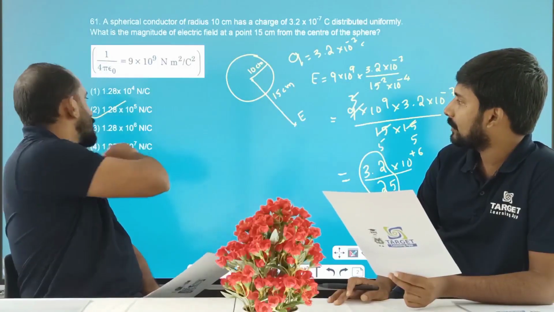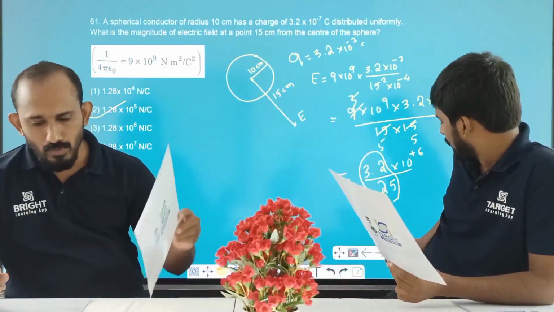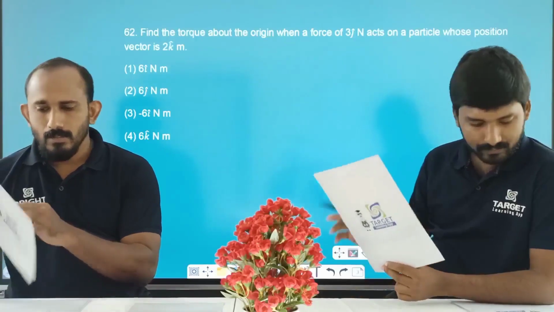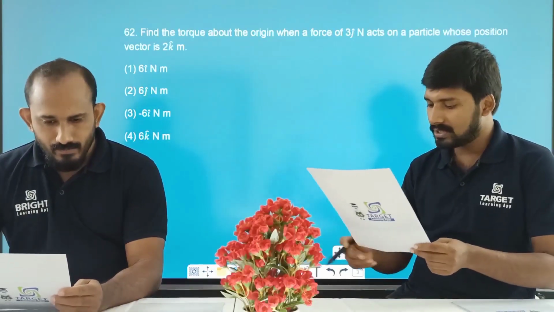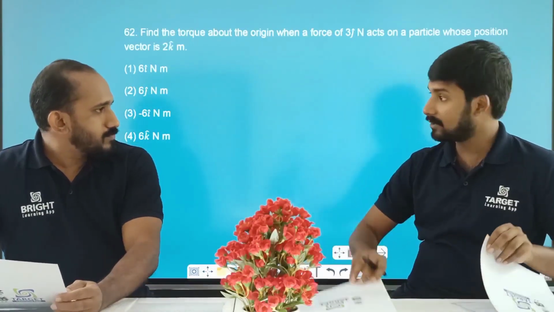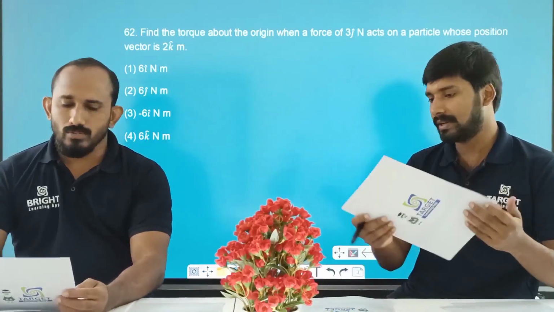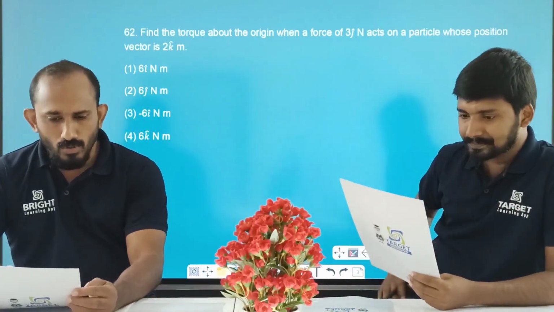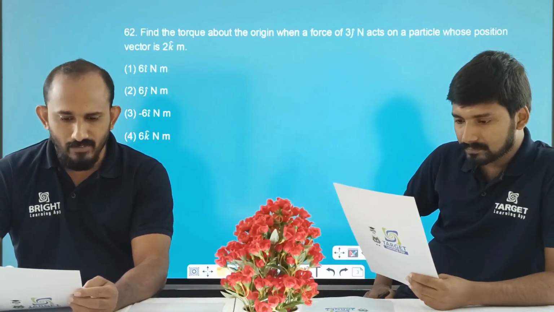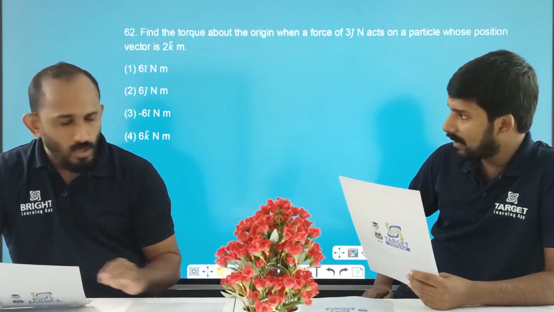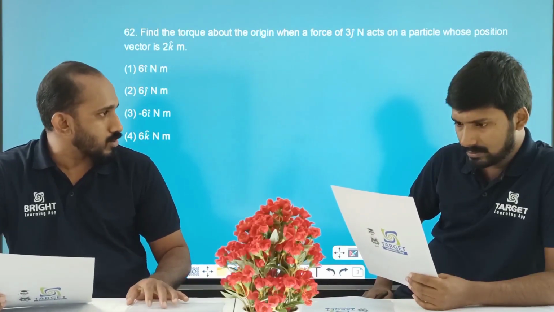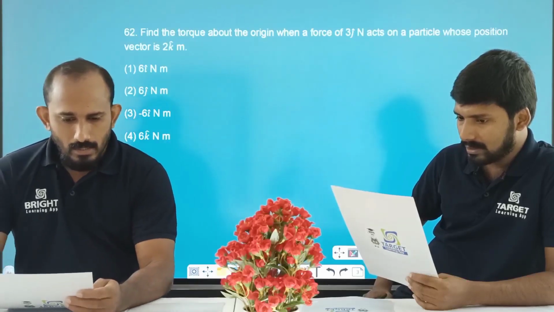Okay, so we can move to the next question. See, the previous question is from the first chapter, electrostatics, Plus One. Now question number 62 we are moving to. So again from grade 11th. This question is in the order of the code E2 actually we are solving.